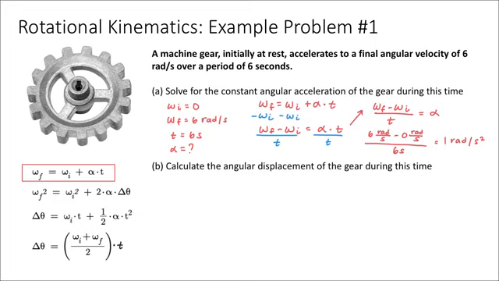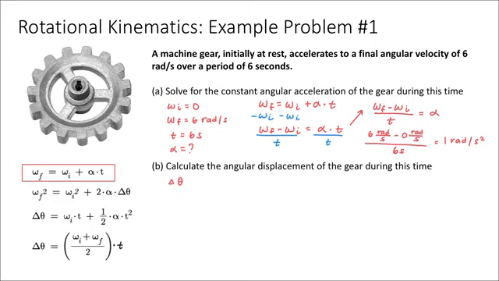What this is saying is that every second, the gear is increasing its angular velocity by 1 radian per second. So in other words, 1 radian per second per second. Let's take a look at part B now, the angular displacement of the gear during this time. Please recall that the angular displacement is represented by delta theta.